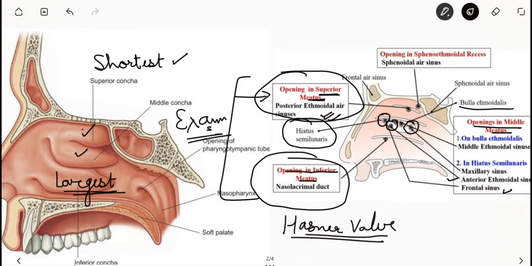The sphenoethmoidal recess is a triangular fossa just above the superior conchae. It receives the opening of the sphenoid air sinuses.